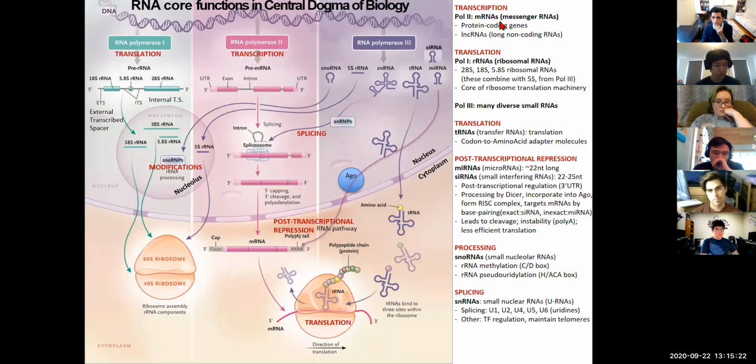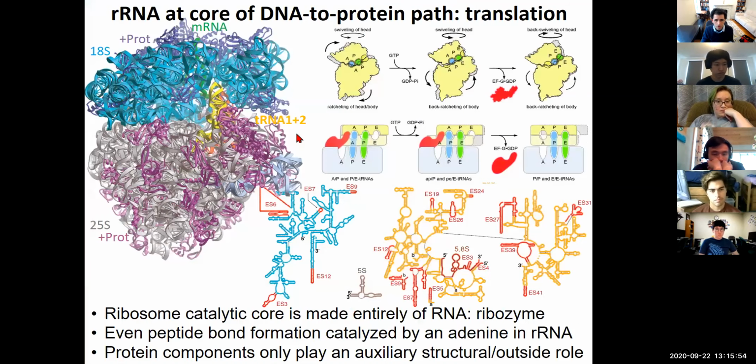So here's just one large view of all of the roles that RNAs play in transcription, in translation, in post-transcriptional repression, in processing, in splicing. I mentioned the rRNAs. They're also processing rRNA methylation and pseudouridylation. They're leading to cleavage, instability, or less efficient translation. Again, processing, post-transcriptional regulation. So lots of diverse functions of RNAs.